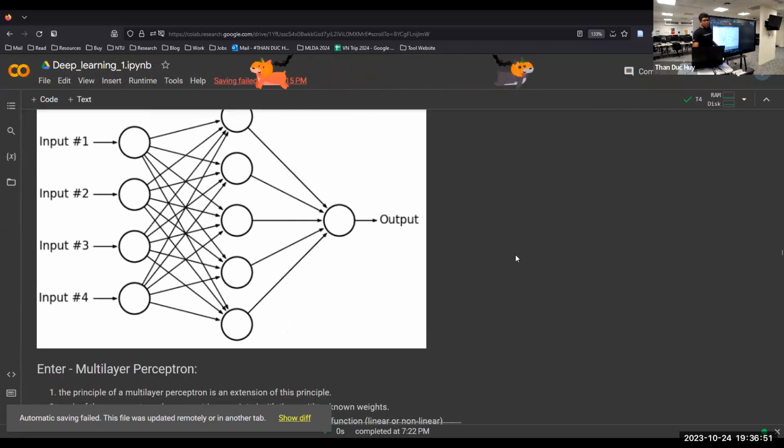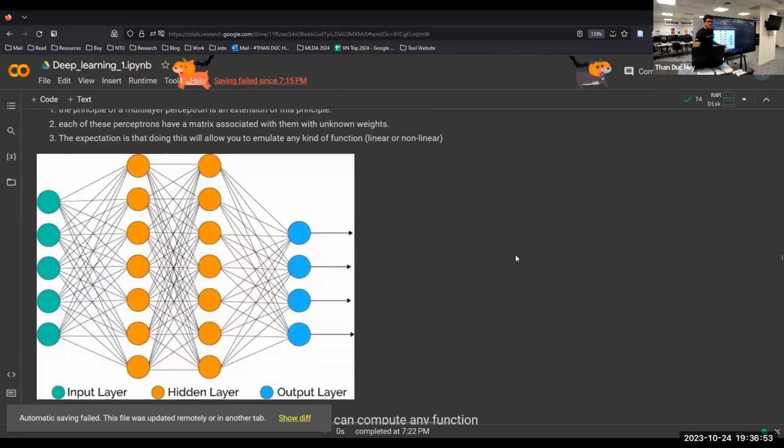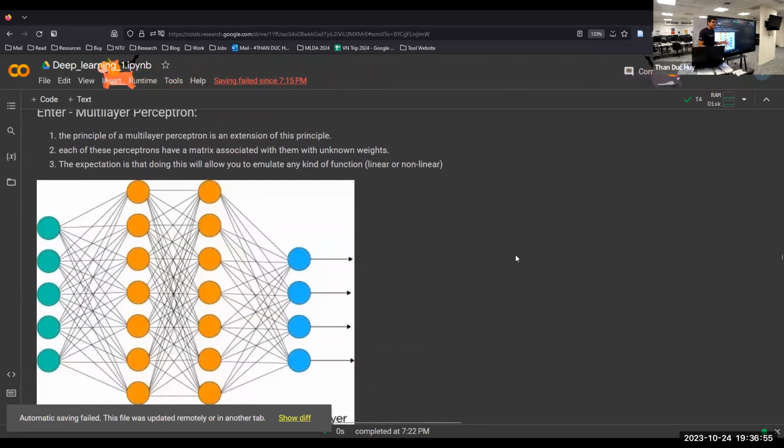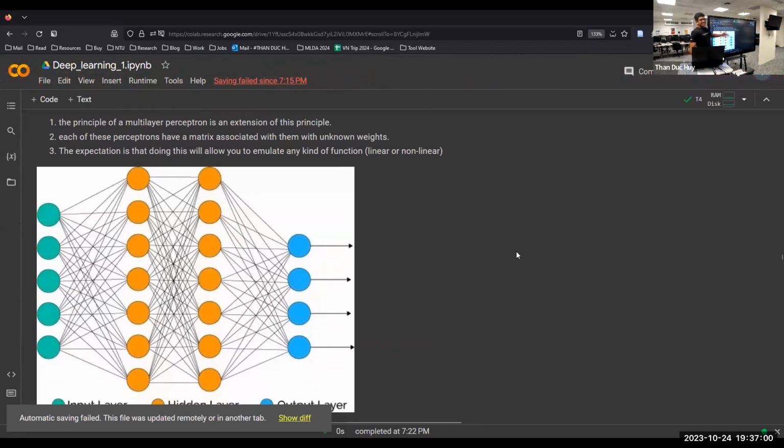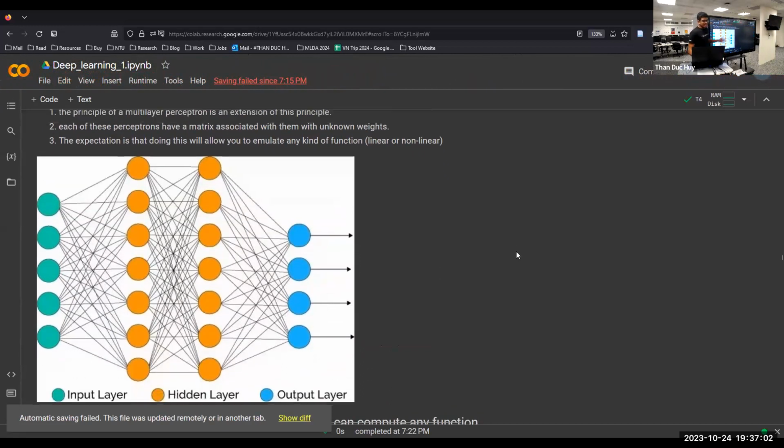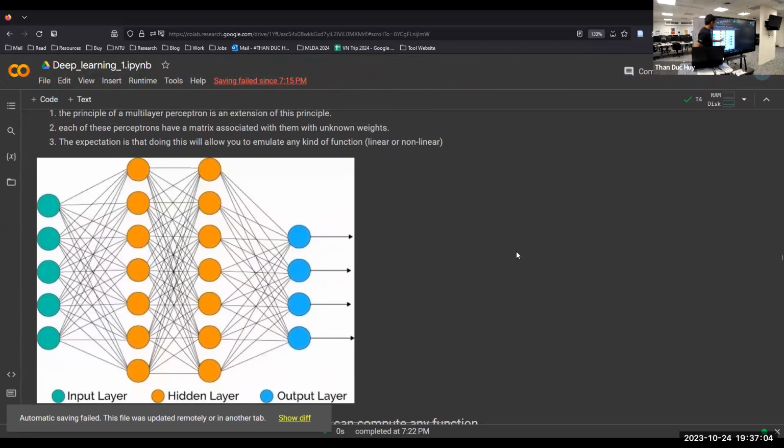And then what they do is they add in more perceptrons to map out more complicated functions. So this is essentially a deep neural network. Why is it deep? Because you have multiple hidden layers in between the input layer and the output layer, okay? So why do they use it?